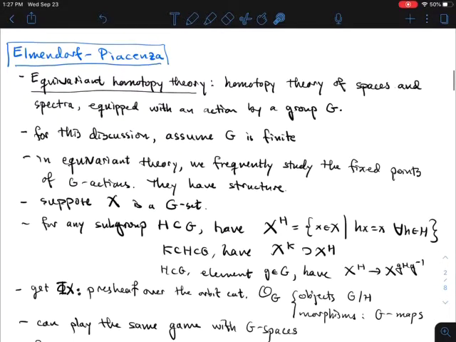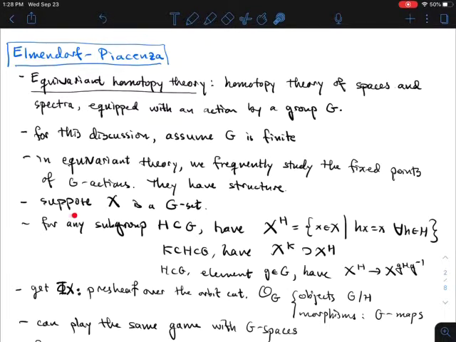So I'd like to start with the Elmendorf-Piacenza theorem. Equivariant homotopy theory is the homotopy theory of spaces and spectra equipped with an action by a group G. For the purposes of this discussion, let's assume that the group G is finite. In equivariant theory, we frequently study the fixed points of G actions, and these have a certain amount of structure.